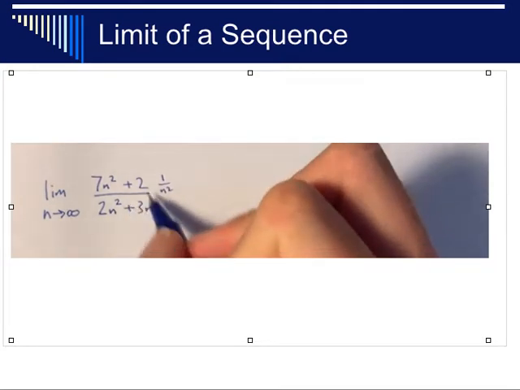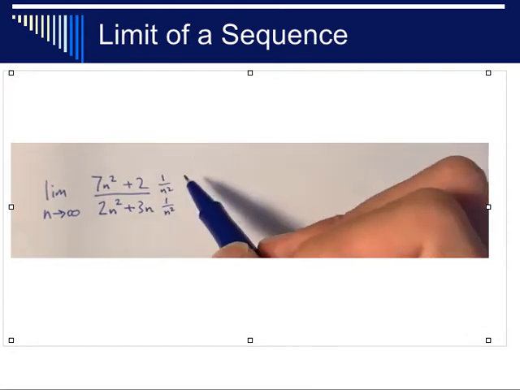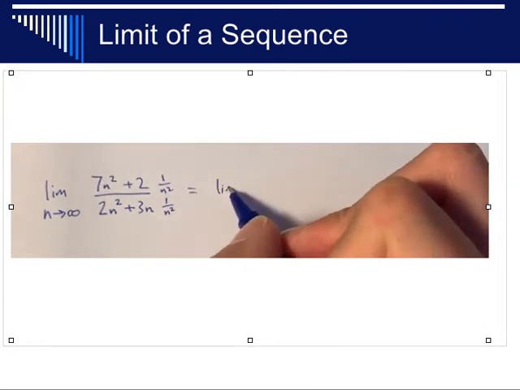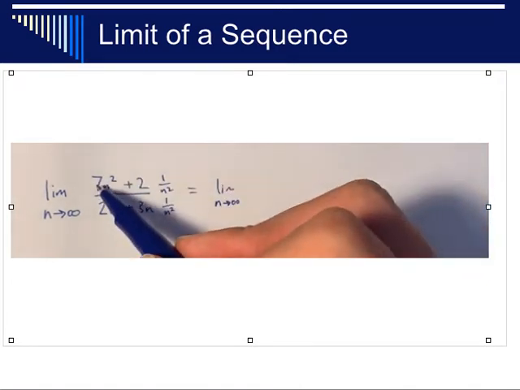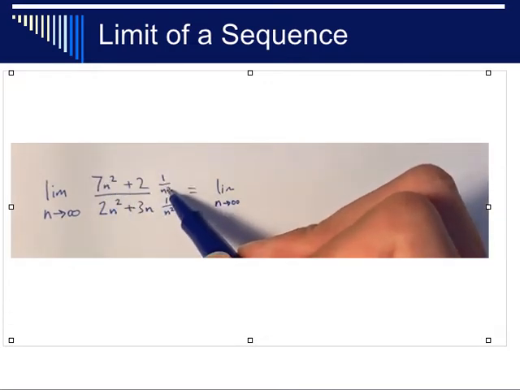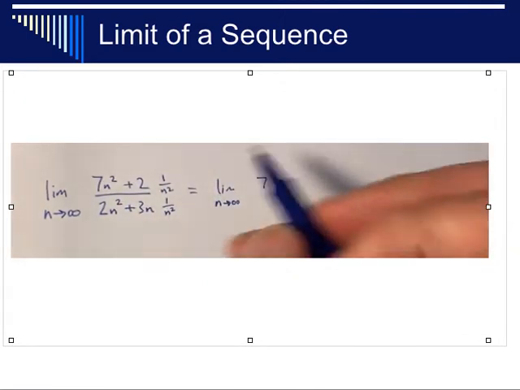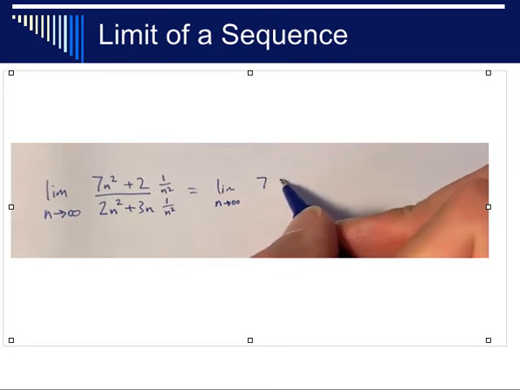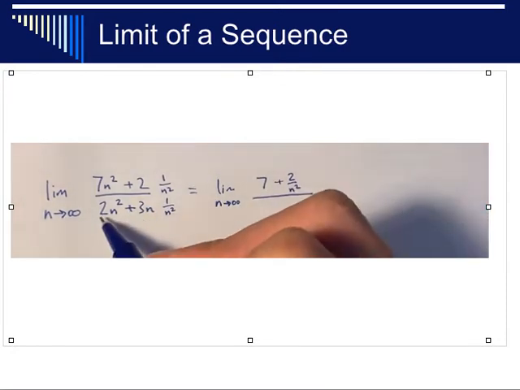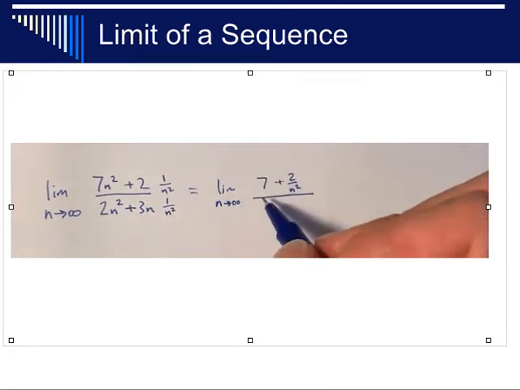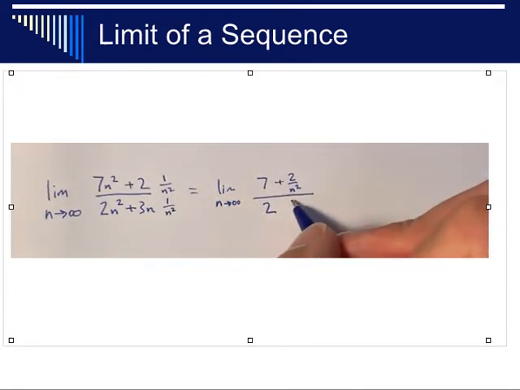This is not going to change the limit because you can always multiply a fraction by the same thing on top and bottom. And what this will do is we'll produce the limit as n approaches infinity. And on top, 7n squared times 1 over n squared, you're effectively dividing by n squared. And so that would become 7. And 2 divided by n squared would become 2 over n squared. On the bottom, 2n squared divided by n squared would become 2. And 3n divided by n squared would become 3 over n.